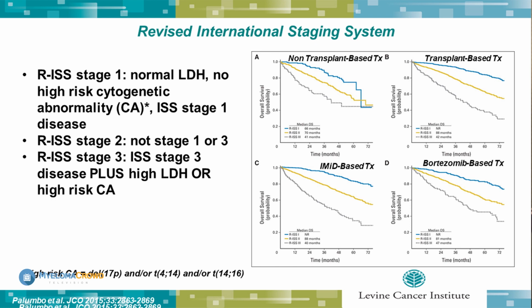The caveat here is, the high-risk cytogenetic abnormalities that are incorporated here are relatively limited, so deletion 17p is important. 4;14 and 14;16 are important, but there are other high-risk markers that are missed by this. And that's one of the reasons why having a myeloma specialist involved in your care is important, because the devil is in the details. These staging systems are very important prognostically, but they're imperfect, and we can sometimes dig into the weeds and better understand whether the patient truly has high-risk disease or not.